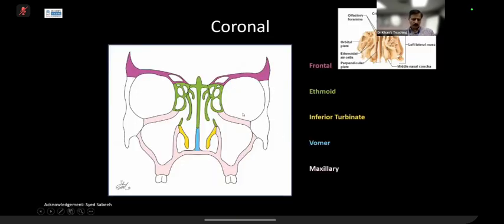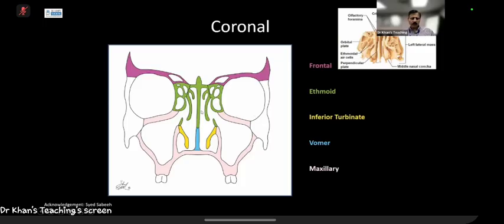Now, this diagram has been made by one of our team members, Syed Sabi, who is also the creator of our logo actually. When we started this 2 years ago, now he's doing his training in radiology in London.